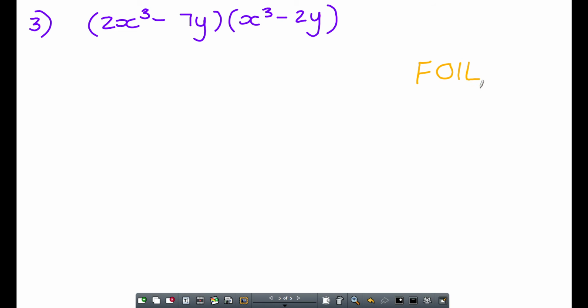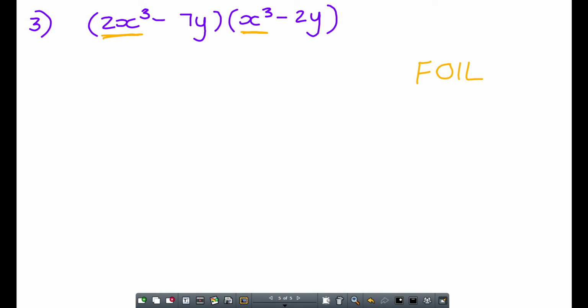I'm going to do this one with you guys because now I'm adding lots of exponents. Right. So, remember, FOIL. The F is for first. So I'm going to multiply the first one with the first one.